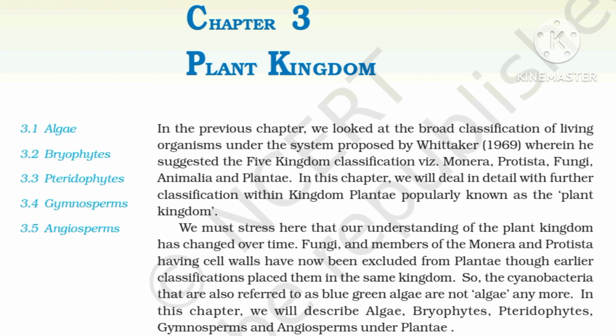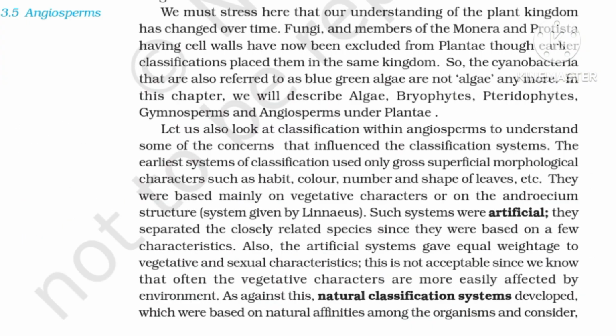We must stress here that our understanding of the plant kingdom has changed over time. Fungi and members of Monera and Protista having cell walls have now been excluded from Plantae, though earlier classification placed them in the same kingdom. So, the cyanobacteria that are also referred to as blue-green algae are not algae anymore. In this chapter, we will describe algae, bryophyte, pteridophyte, gymnosperm and angiosperm.